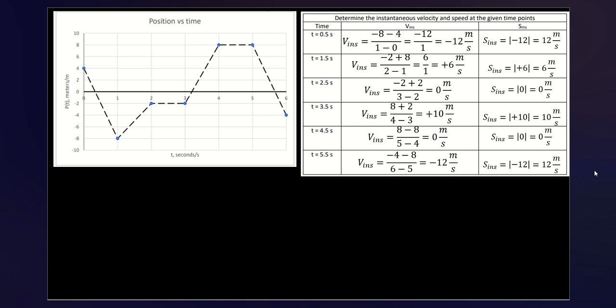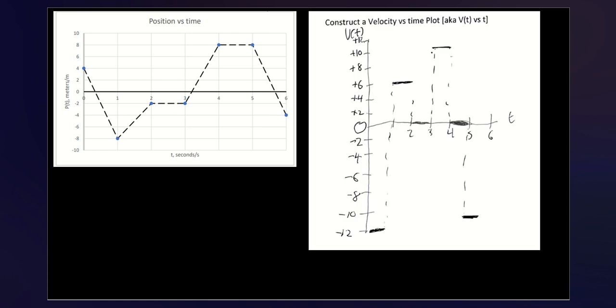Now, one last thing you might be asked, going from a position versus time plot to a velocity time plot, or if you start with a velocity time plot, you can do the same thing to draw an acceleration time plot. What we're going to do is take our instantaneous slope values and just draw them as a graph. So if you're asked to take from position versus time to draw the velocity versus time plot, that's pretty easy. V of t in meters per second versus time t in units of seconds.